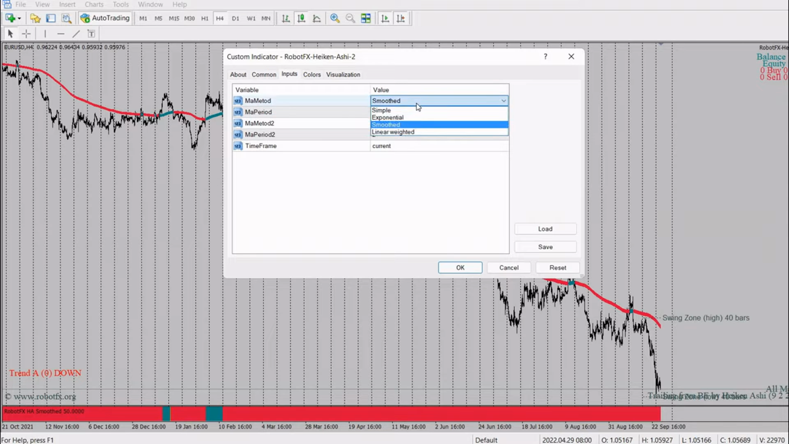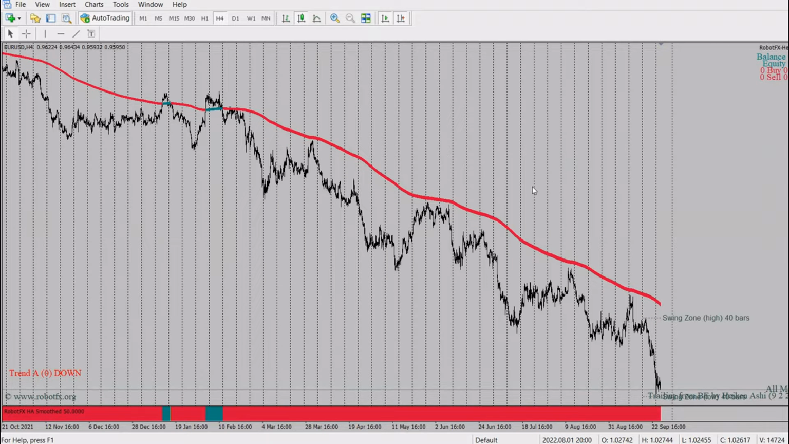And by the way, you can also change the type of the moving average: simple, exponential, smooth, linear weight. By default, Heiken Ashi uses a smoothed and linear weight moving average, but you can change them to get better results maybe. And finally, as you can see, we have almost an uninterrupted red line.